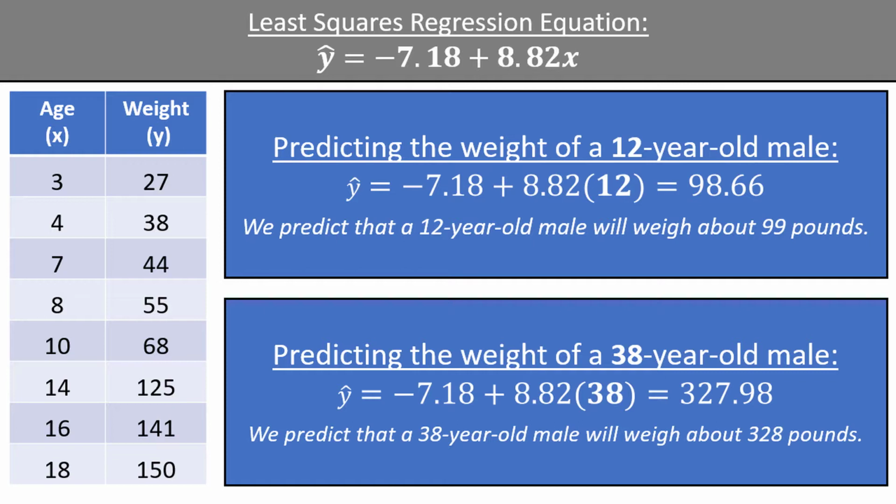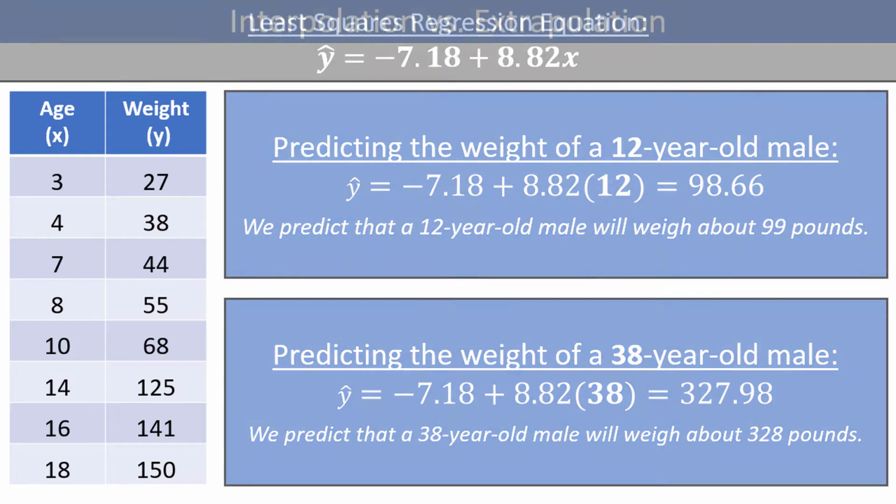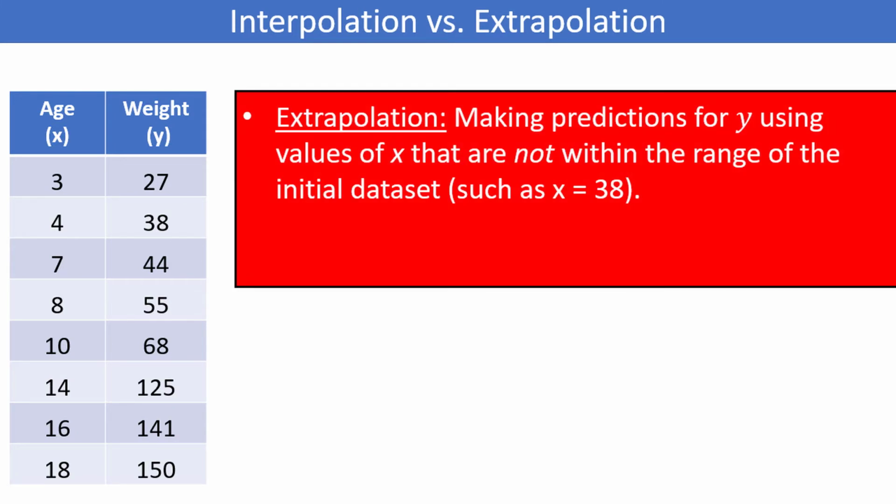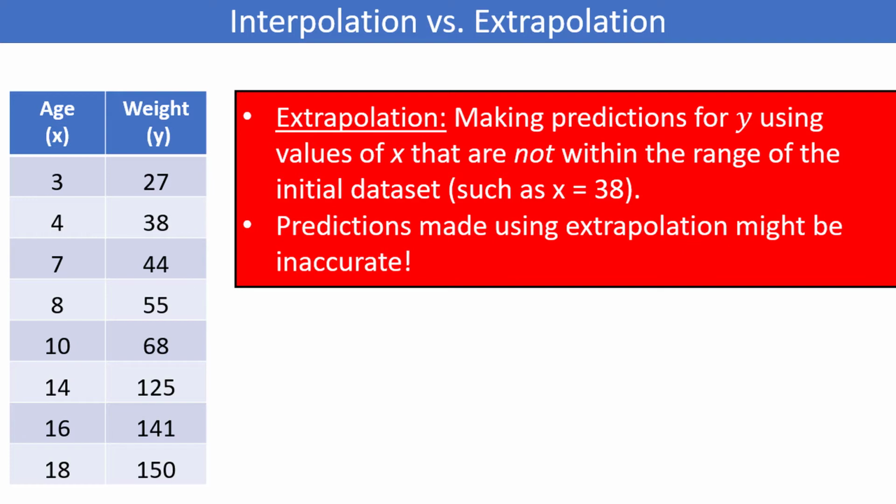Most 38-year-olds are not 328 pounds. Remember that our dataset was made up of children from the age of 3 to 18. We are now using the model to try to predict the weight of someone aged 38, way outside of the range of ages used to build the model. In general, when we try to make predictions for y using values of x that are not within the range of the initial dataset, we call that extrapolation. This is like when we used x equals a 38-year-old to try to predict the weight in our equation. The predictions made using extrapolation should be evaluated with caution, as they will often be inaccurate.